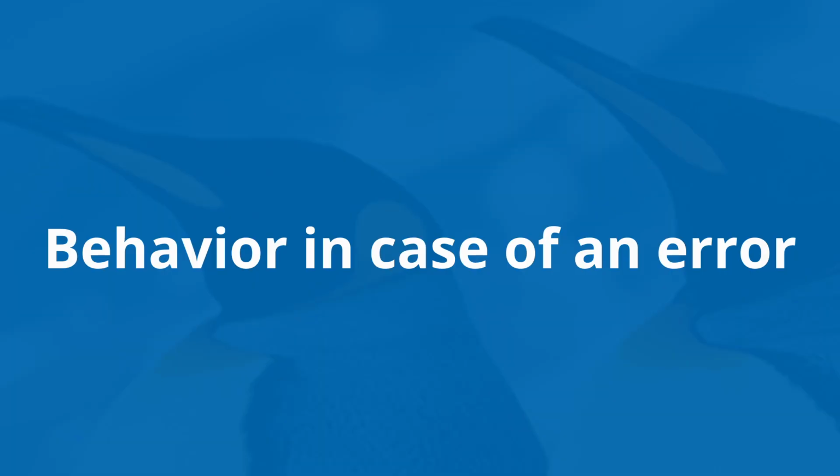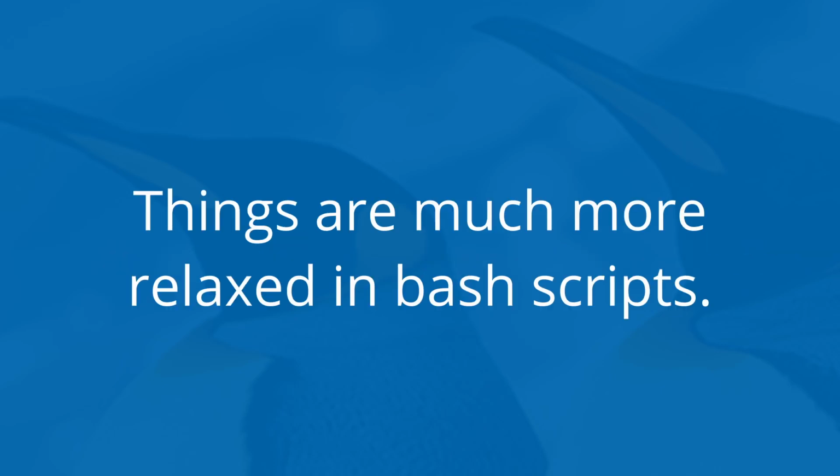In most programming languages, the following holds true: as soon as an unhandled error occurs, the program terminates. Things are much more relaxed in Bash scripts. The fact that errors occur during command execution, that is, that a command ends with an error code not equal to 0, is accepted as an everyday occurrence. The execution of the script simply continues with the next statement.